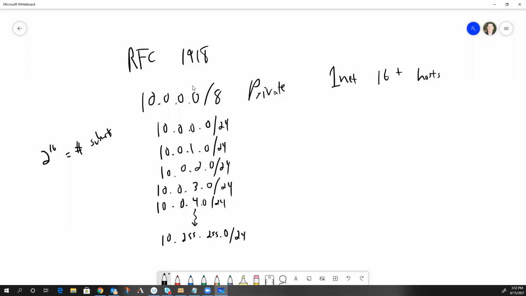But what I can do now, for each one of these subnets, how many hosts are there? How many host bits have you got on this subnet right here? 24? Nope. No, I'm sorry, 8. You've only got 8. So each one of these subnets is 254 usable hosts now.